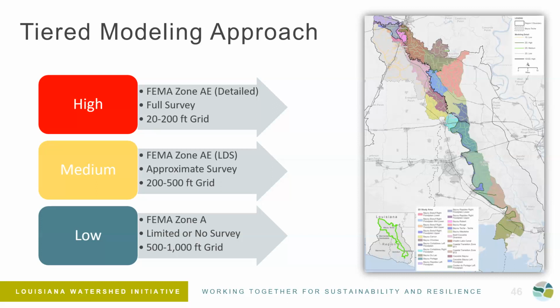Maybe we go out there with the tape measure. That's a 10-foot box, something like that, rather than using drones or GPS. So more of a roughing approach. 200 to 500 foot grid cell sizes.